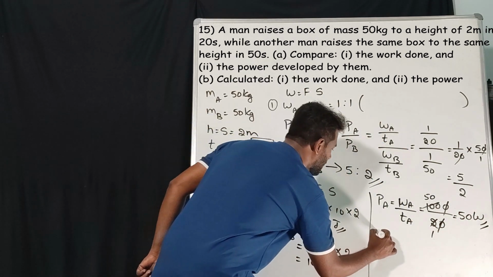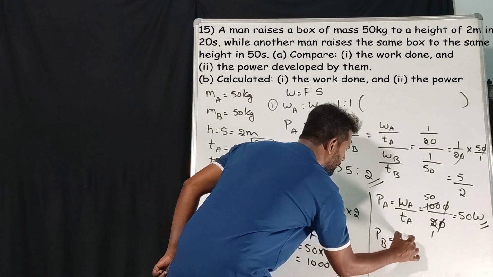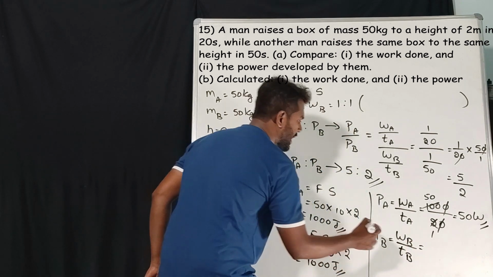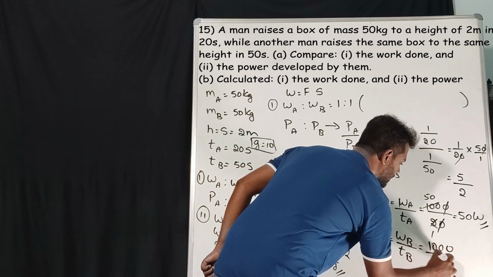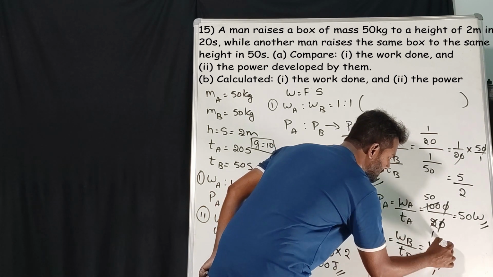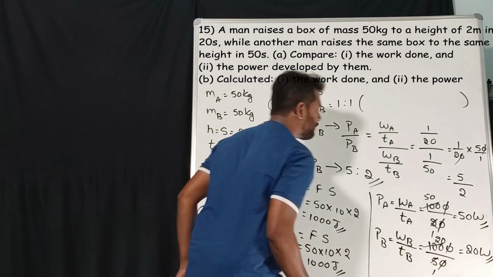Okay, next power spent by B, same method, work done by B divided by time taken by B. Work done by B is again 1000 divided by time taken, which is 50. Zero zero cancel, 5 ones are 5, 5 twenties are, so that is 20 watt.